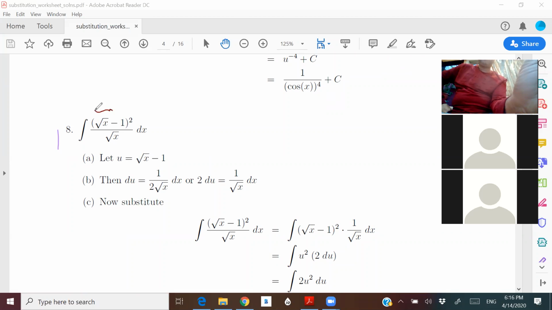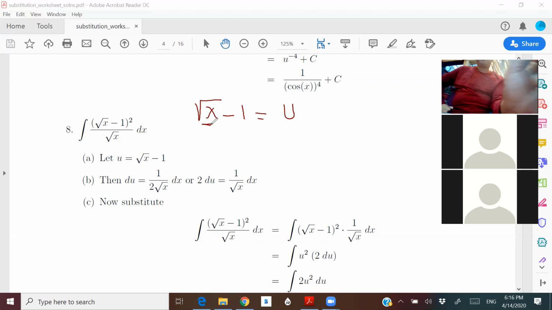One here up and one down. One is radical x minus 1 squared, and the other is radical x. Which one do I have to replace? The one that has the greatest power. So I have to replace radical x minus 1 by u.